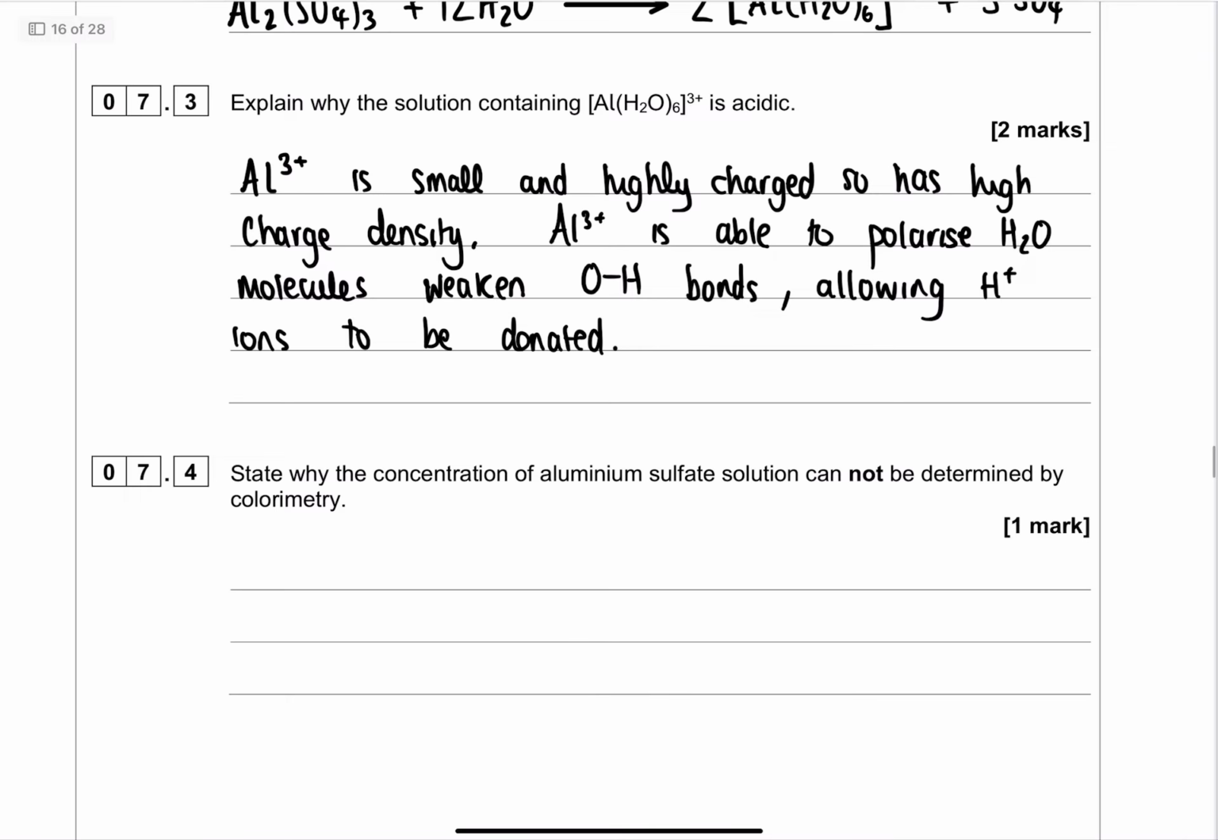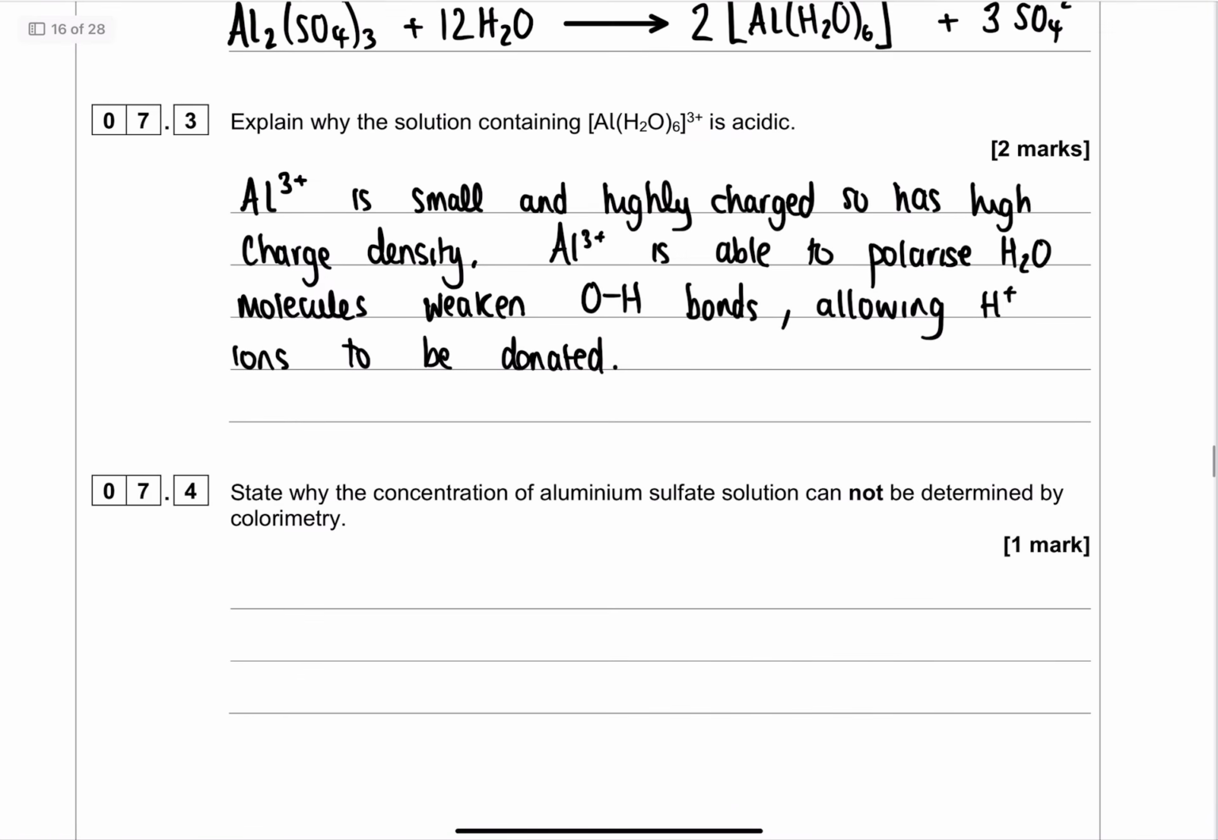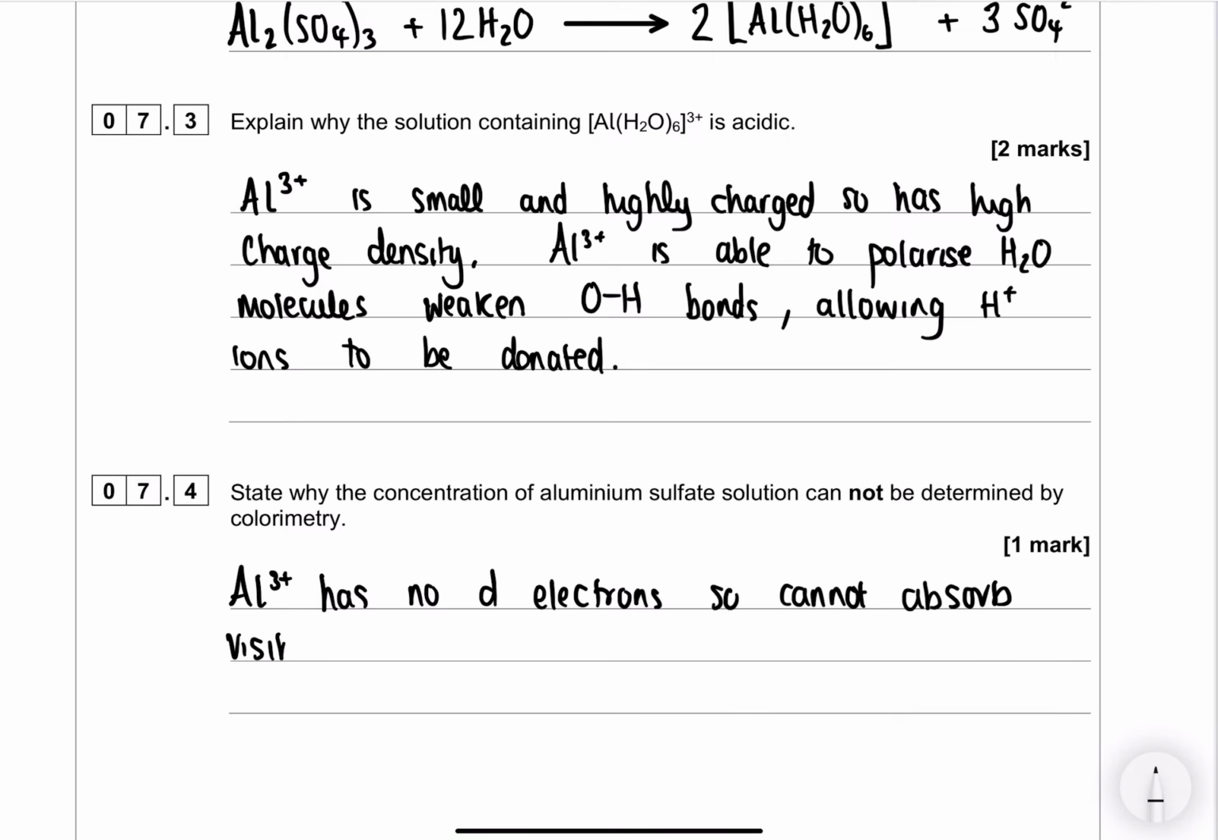State why the concentration of aluminium sulfate cannot be determined by colorimetry. So Al3+ has no d electrons, so cannot absorb visible light. Therefore, Al3+ is colourless.